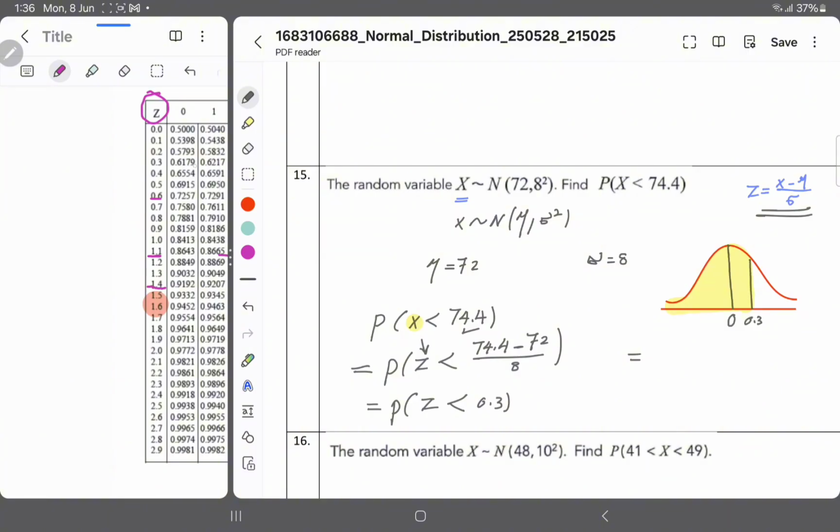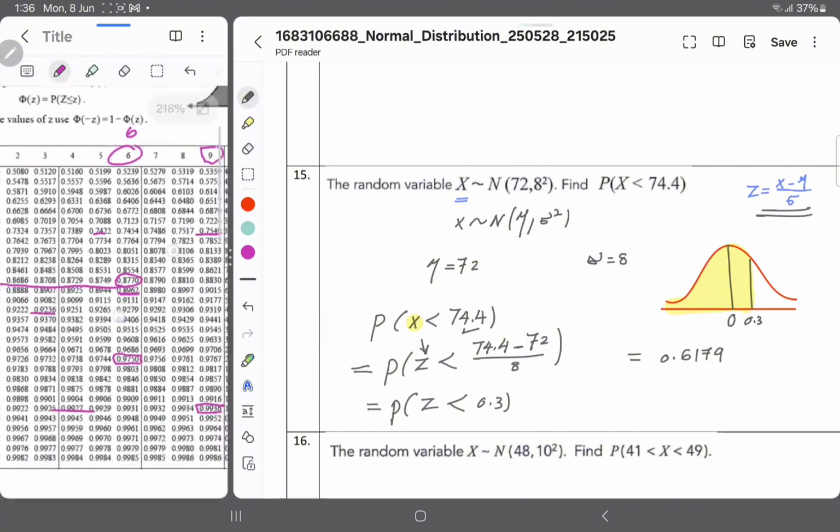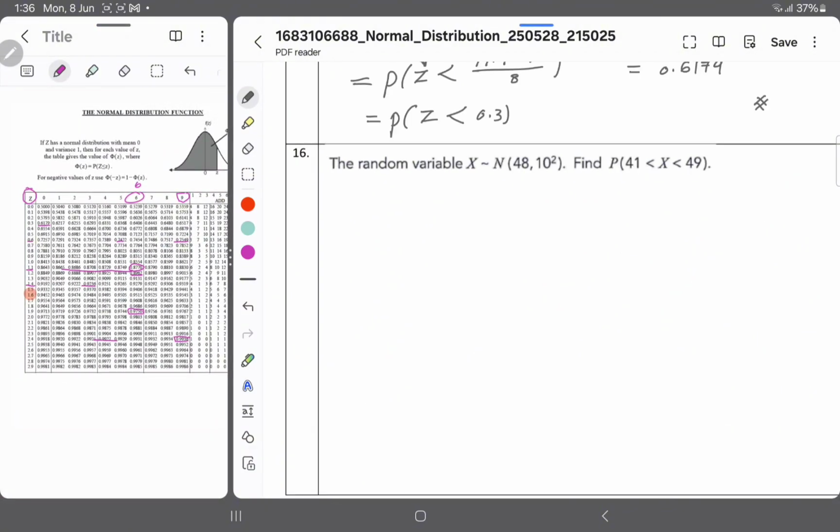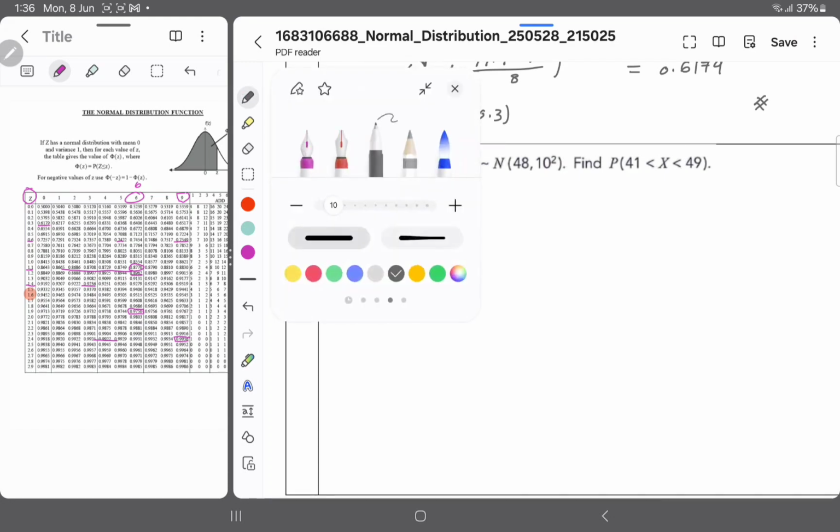0.3, only 0.3, so that means 0.30, 0.617, so the final answer is 0.6179. Then hashtag we love math. Now we are going to the next question.